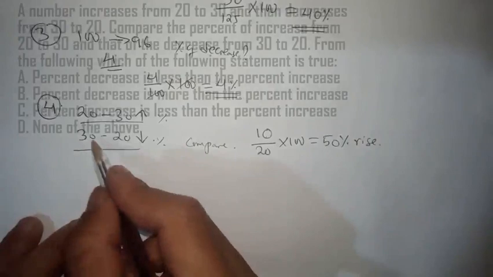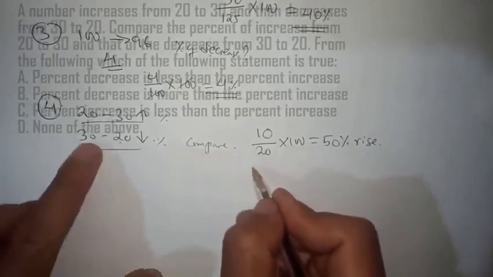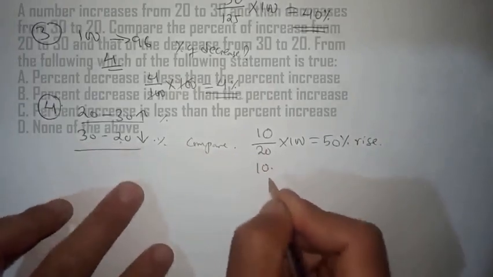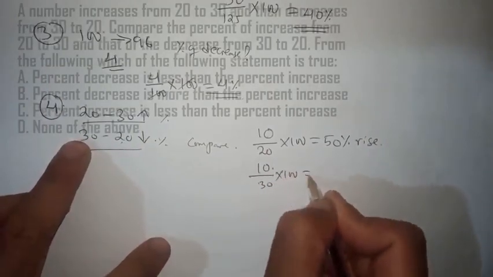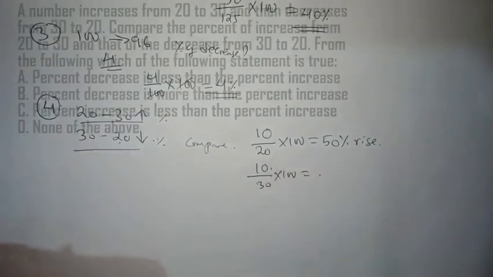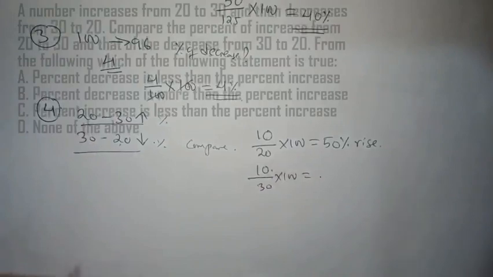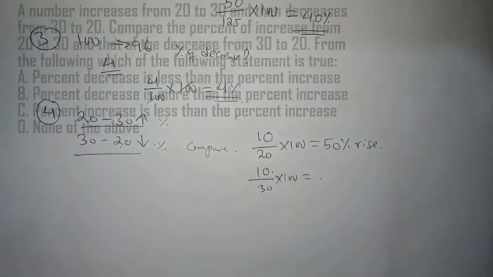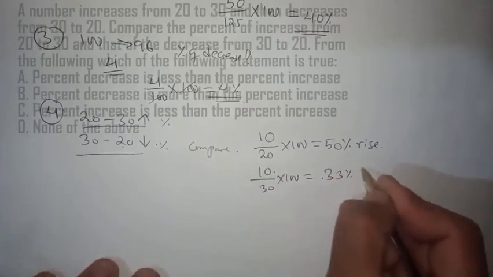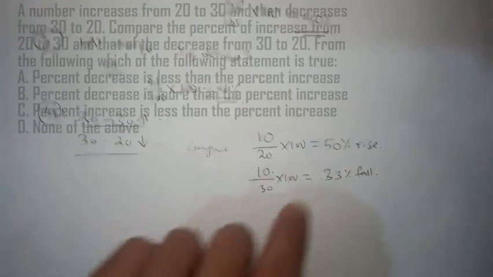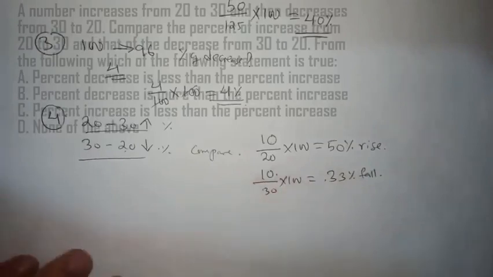From 30 to 20 the decrease is again 10 units. Over the total 30, into 100: 10 over 30 into 100 is about 33% fall. There's a 50% rise and a 33% fall.